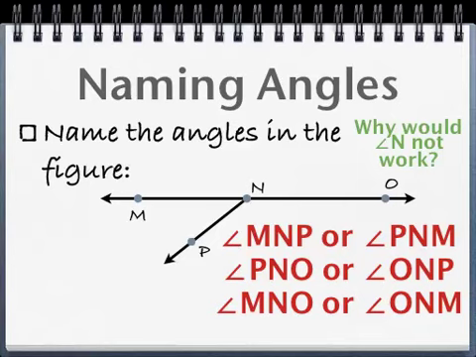Why would just naming it angle N not work? Well, if you notice, there are actually 3 angles with N as the vertex. So if you just said angle N, I wouldn't know which of the angles you were talking about. In this case, we need to be more specific and name it with 3 points.